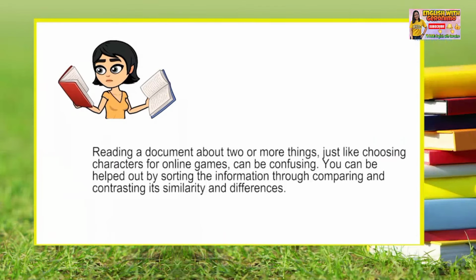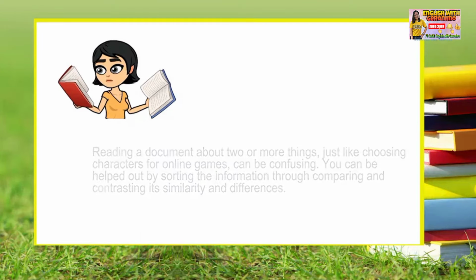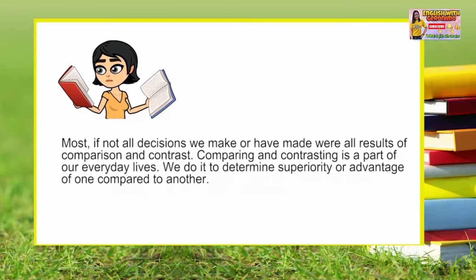Reading a document about two or more things, just like choosing characters for online games, can be confusing. You can be helped out by sorting the information through comparing and contrasting its similarities and differences. Most, if not all, decisions we make or have made were all results of comparison and contrast. Comparing and contrasting is a part of our everyday lives. We do it to determine superiority or advantage of one compared to another.